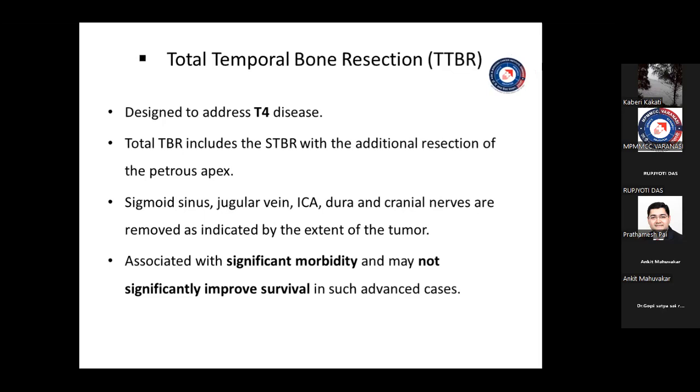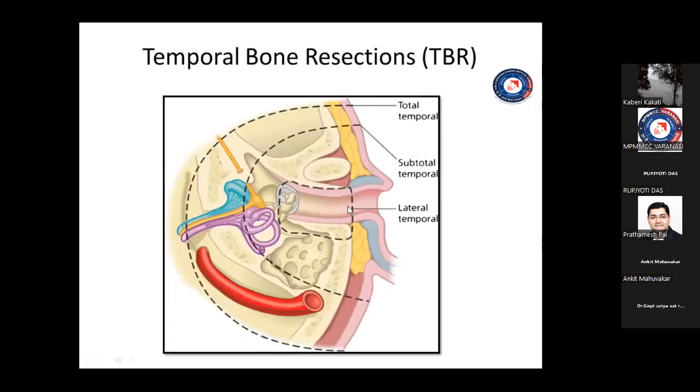It includes resection of the sigmoid sinus, the jugular vein, the ICA, and the dura, and is associated with quite significant morbidity, which may not significantly improve the survival in such advanced cases. So this is a pictorial depiction. This is the LTBR limit, the subtotal temporal bone resection limit, and the total temporal bone. We see that we have removed almost everything in the total temporal bone resection.